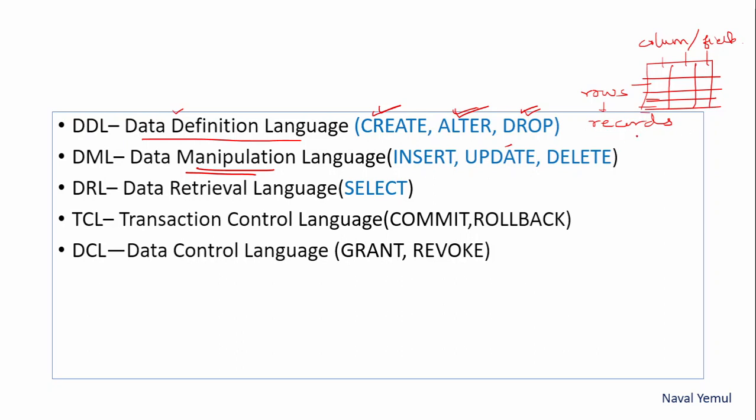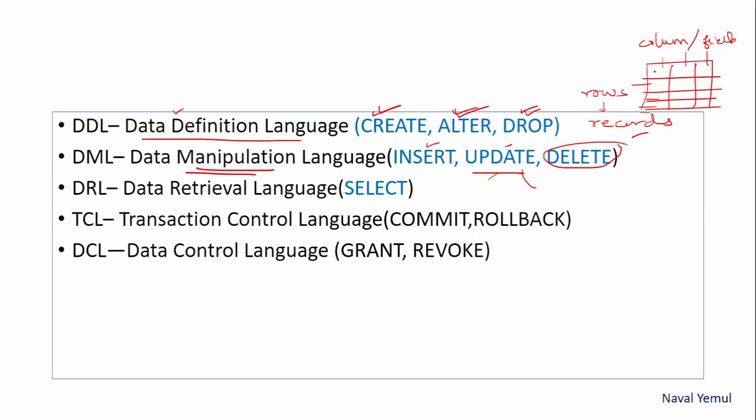Suppose I want to delete one particular record, then we use delete. What is the difference between delete and drop? We are going to see in detail, do not worry about that. And if you want to update an employee's data, suppose the employee's email address or phone number, then we use a data manipulation language command called update. If you want to insert a new record inside this table, then we use the insert command.